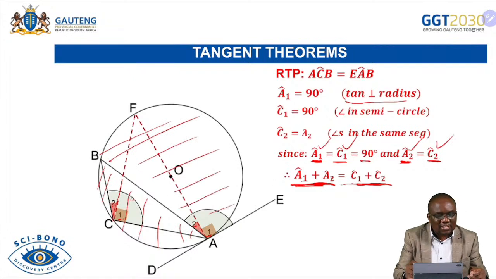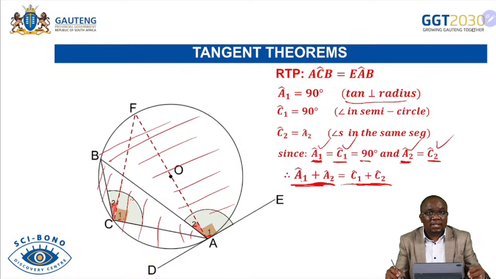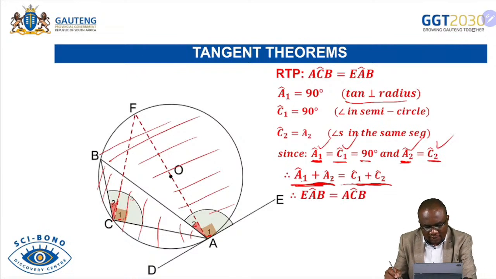So the alternate segment is not always the bigger major segment. No, it can be the minor segment. Okay? Right. So now EAB is equal to ACB.